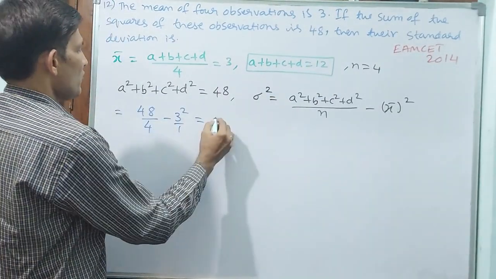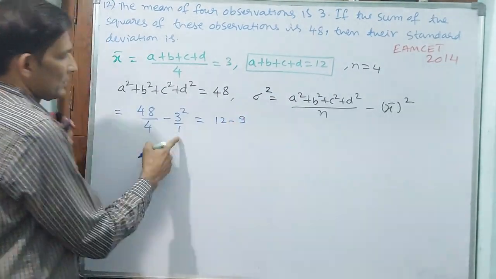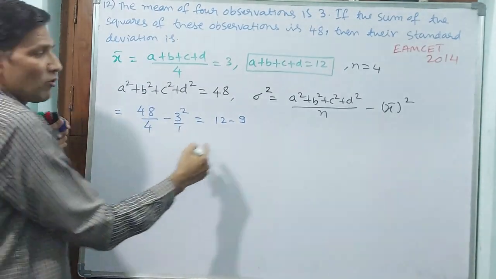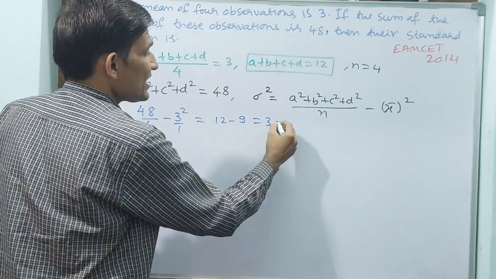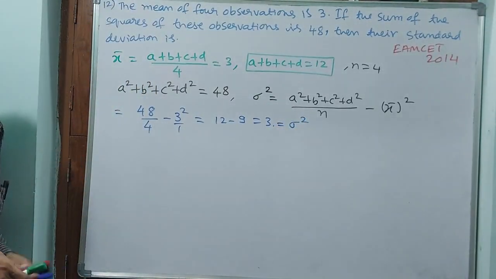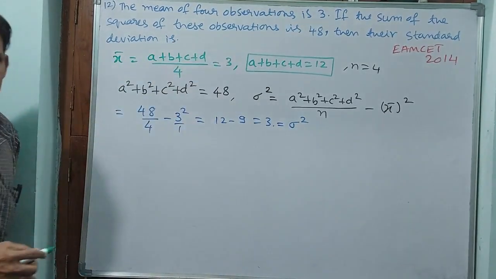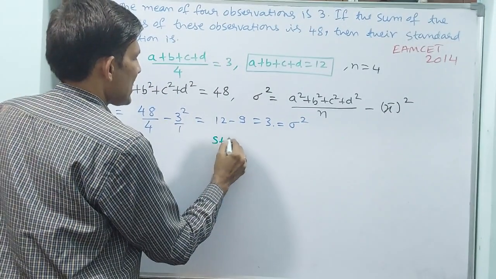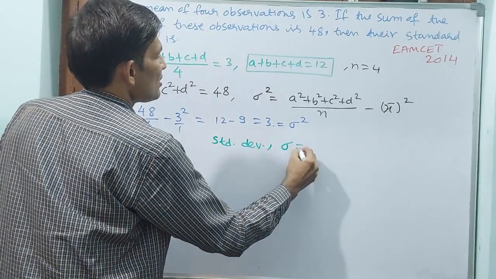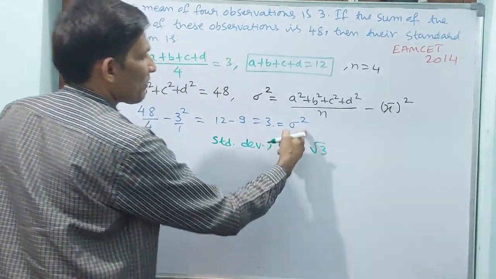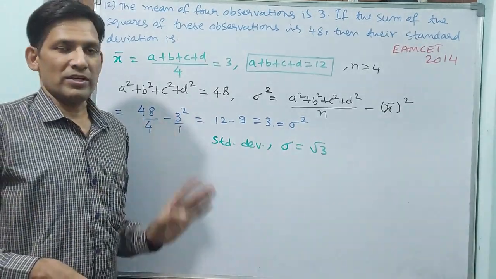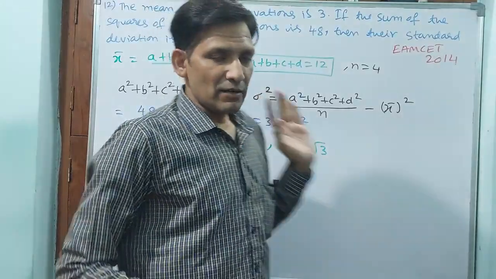Okay, you see 12 minus 9. 4 12s are 48, 12 minus 9 is 3. This 3 is what? This 3 is variance, sigma square, not standard deviation. Okay, but they are asking standard deviation. Write down standard deviation, sigma, is equal to root 3. Why? Because you apply square root. Sigma square is 3 means sigma will be root 3. That's all. Okay, this is the answer for this question.